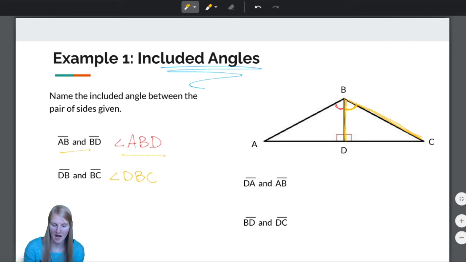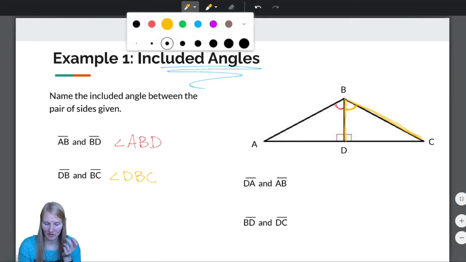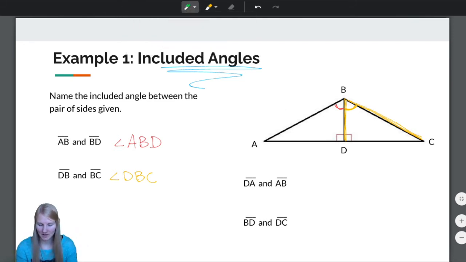You notice a pattern between AB, BD, ABD, DB, BC, DBC. You notice a pattern? Why might that pattern be happening? Think about it. Think about why might that pattern be happening. Okay, we'll color code again, different color this time.